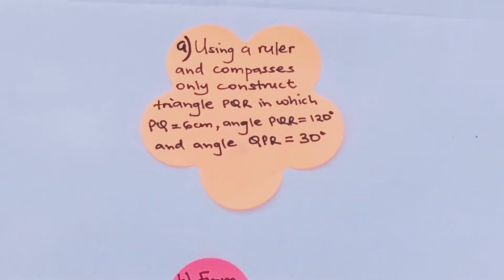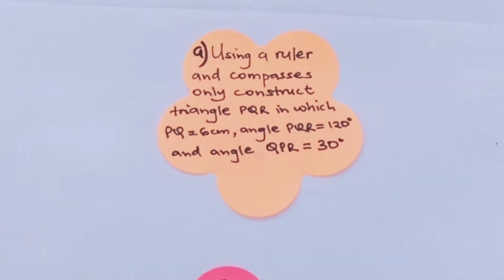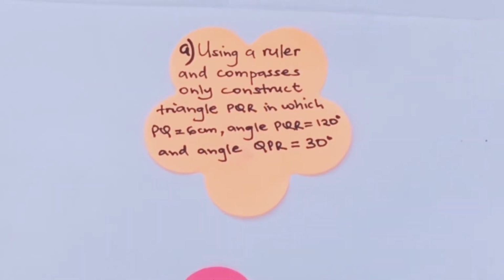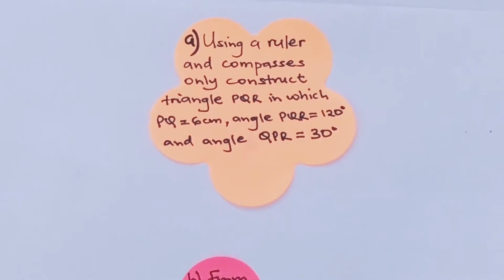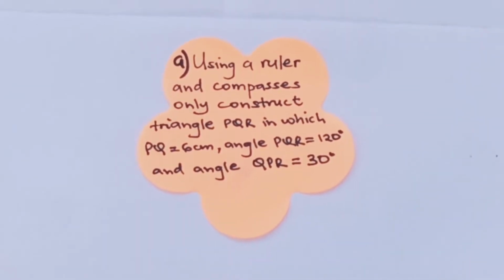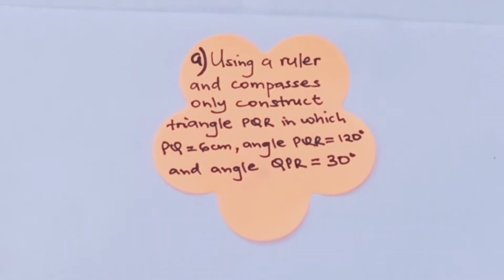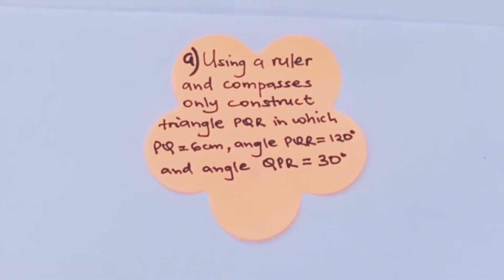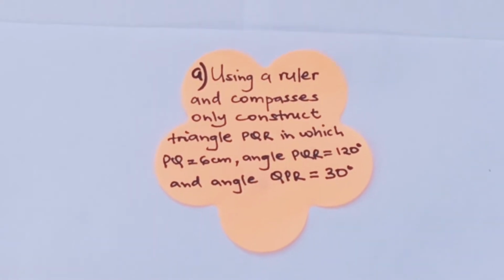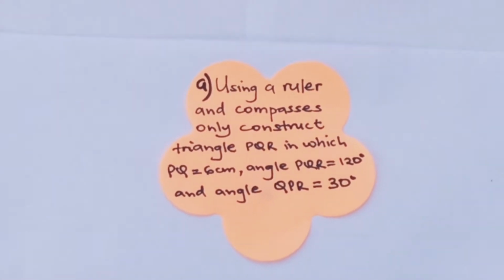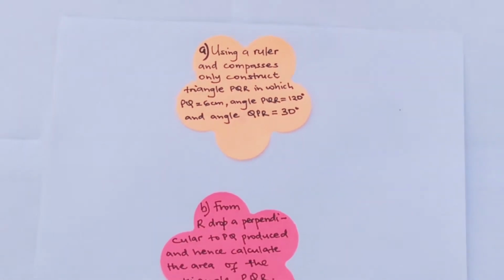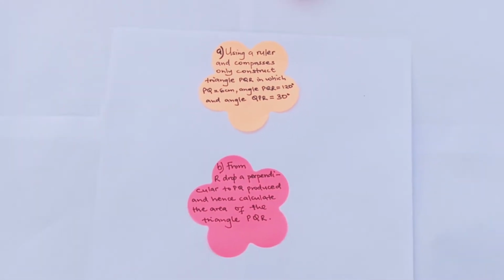Construct triangle PQR, in which PQ is 6 centimeters, angle PQR is 120 degrees, and angle QPR is 30 degrees. So you need to know how to geometrically construct all these angles, and that will allow you to do this number very well. And then part B, we shall look at it when the time comes. So let's begin with the first part.